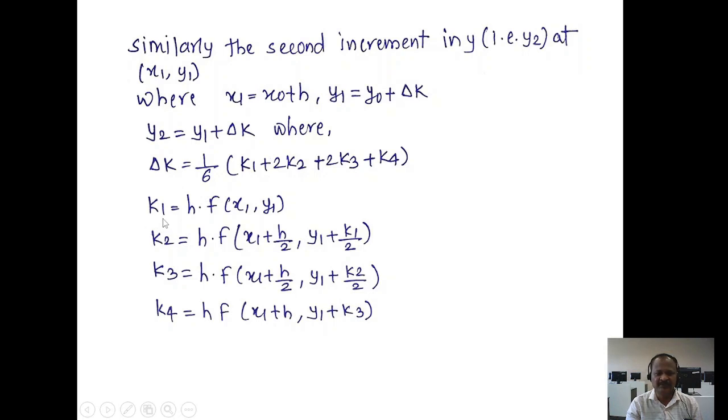So the formula for k1 is given like this: h into f of x1 comma y1. So we are finding the y2 at x1 y1. So here it is x1 y1. Then k2 is equal to h into f of x1 plus h by 2 comma y1 plus k1 by 2. k3 is equal to h into f of x1 plus h by 2 comma y1 plus k2 upon 2, bracket complete. k4 is equal to h into f of x1 plus h comma y1 plus k3.